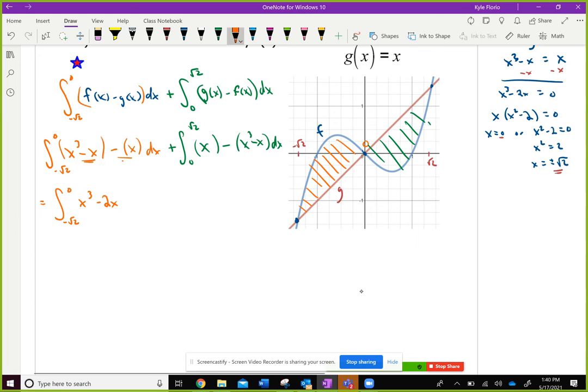Everybody said 2x. I need to hear it again. Yep. And then here, this is where you guys gotta be careful. This is why the parentheses are important. Distribute this negative. That's gonna give me a negative x cubed and a positive x. So what is x plus x? 2x. Perfect. And then we have a minus x cubed. Okay.